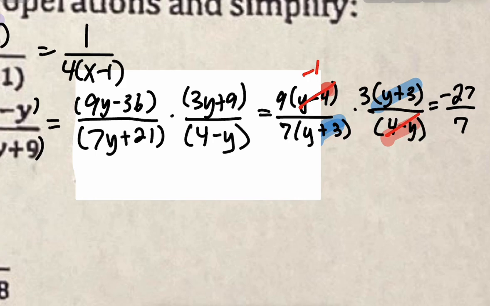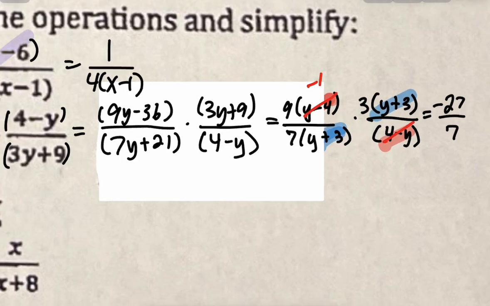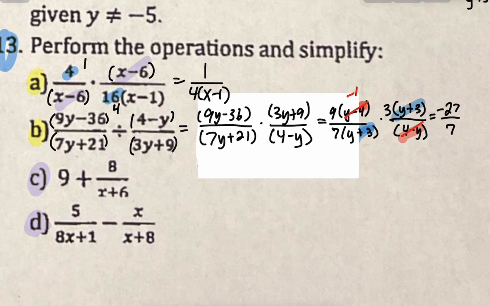Algebraically, mixed numbers are of no use to us unless maybe we're graphing. So I don't ever expect you to go to a mixed number. So just -27 over 7 is a reduced version. Perfect, great, leave it. Okay. So multiplication and division of fractions tends to always be a little bit easier than addition and subtraction, like we see in C and D.